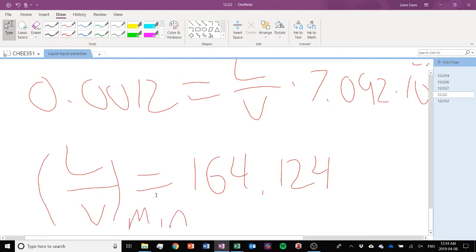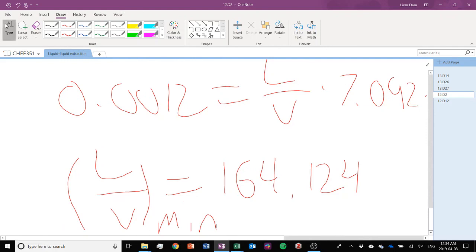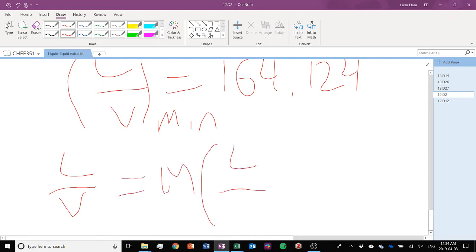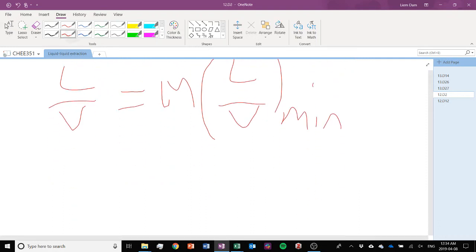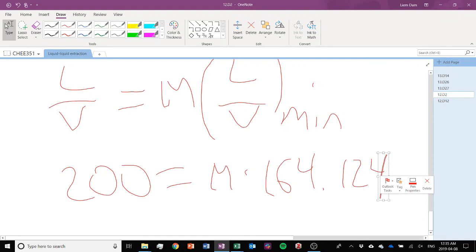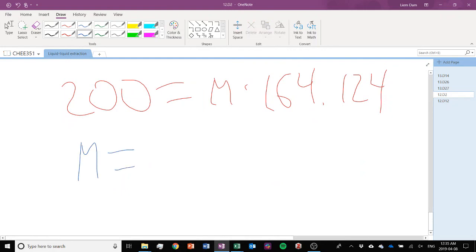And the question was not L over V min explicitly, but it was to find the multiplier, if L over V is equal to the multiplier times L over V min. So basically, L over V is equal to M times L over V min. So just solving for this, 200 is equal to M times 164.124. And so finally, we find that M is equal to 1.22.